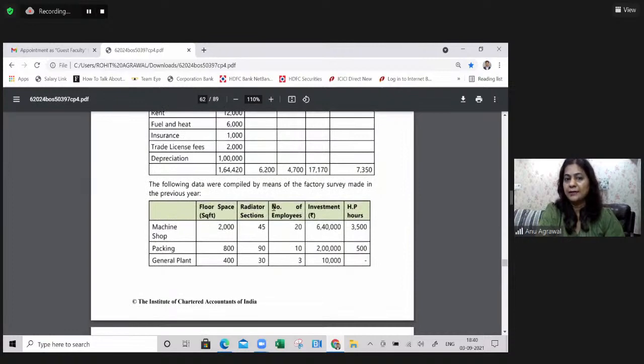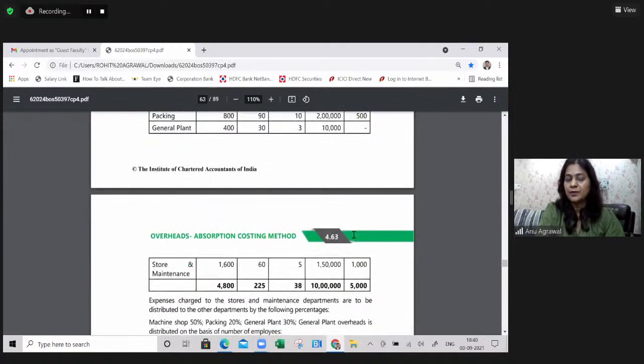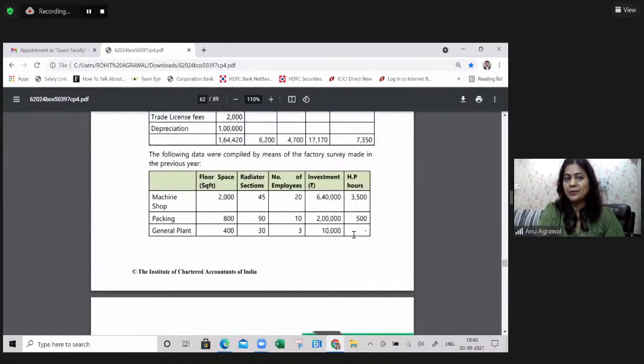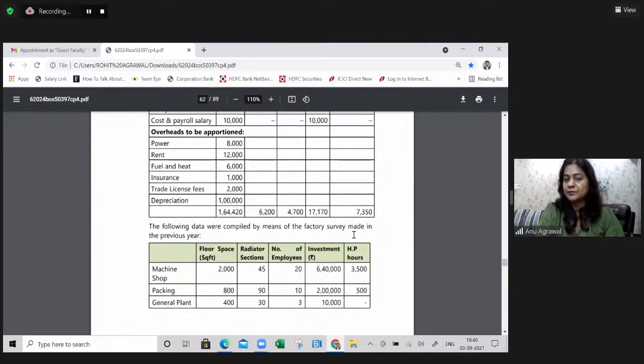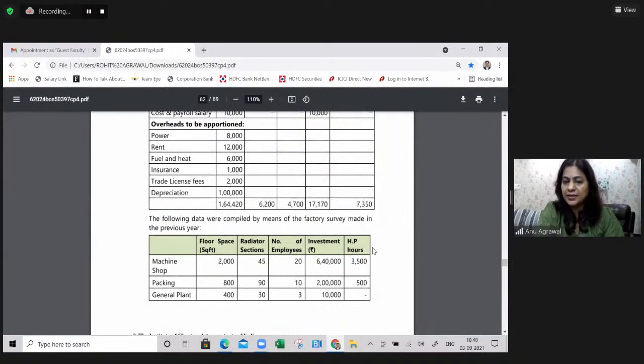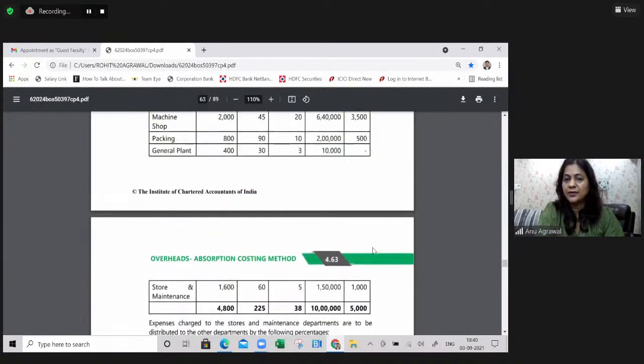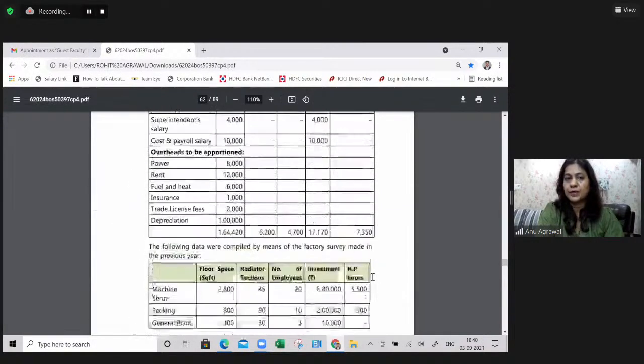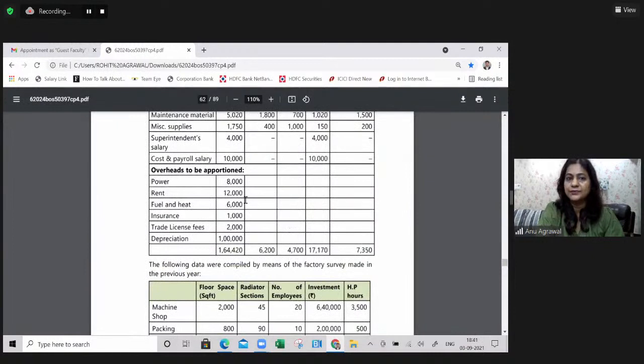I have the horsepower hours, but I don't have the horsepower. Right? So what can I do? I can divide on the basis of 3,500 is to 500 is to 1,000. I can divide power on that basis.